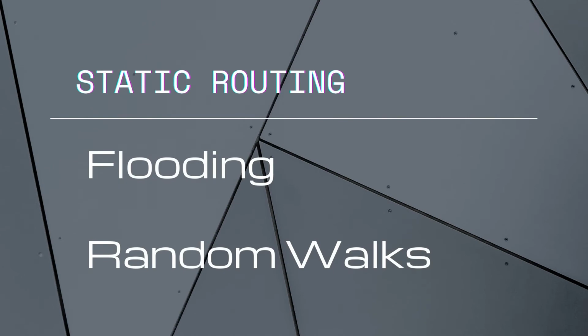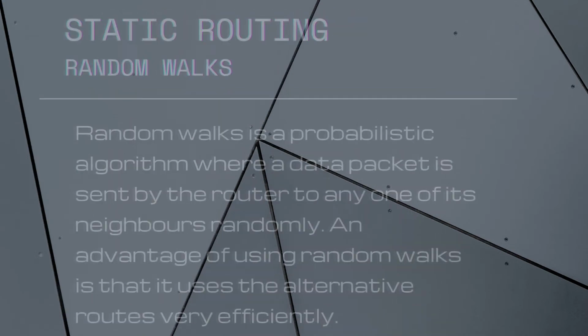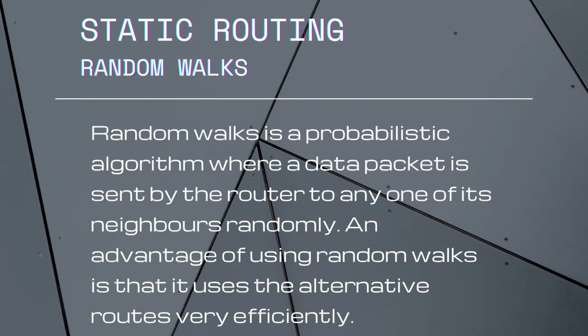There are two types of static routing: flooding and random walks. In case of flooding, every incoming packet is sent to all the outgoing links except the one from which it has been reached. The disadvantage of flooding is that a node may contain several copies of a particular packet. Flooding may be uncontrolled, controlled, or selective flooding. Random walks is a probabilistic algorithm where a data packet is sent by the router to any one of its neighbors randomly. An advantage of using random walks is that it uses the alternative routes very efficiently.